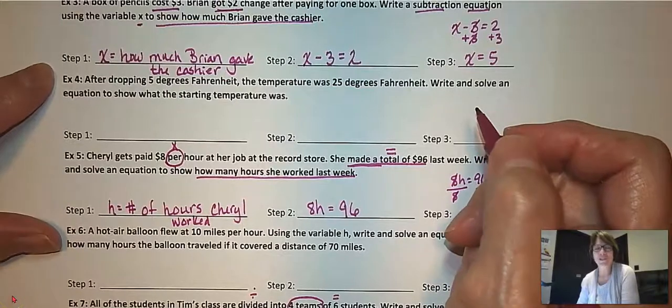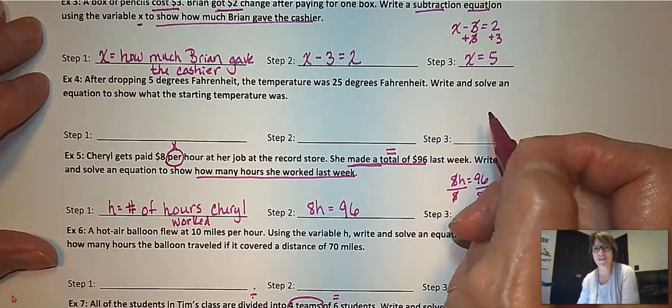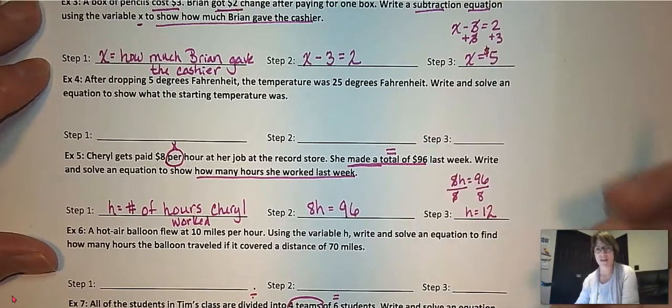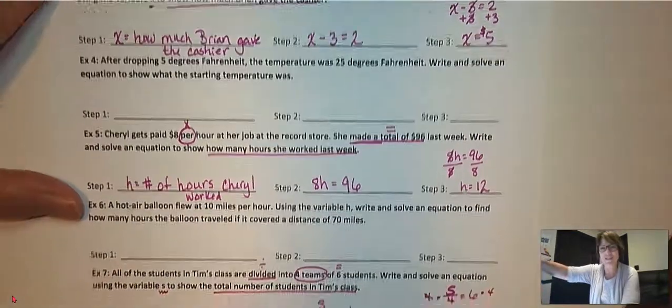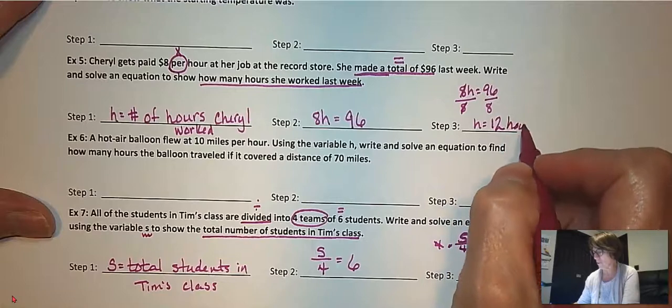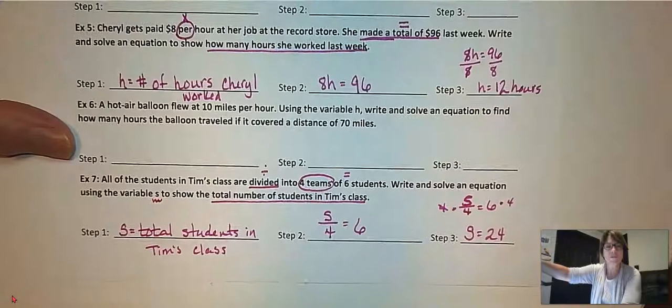I want to back up here for just a second because our directions did say to be sure to label each of our answers. So over here we want to make sure that this is $5 that Brian gave our cashier. And then down here, Cheryl worked 12 hours. So we want to make sure those labels are on there. All right, let's look at our last one here.